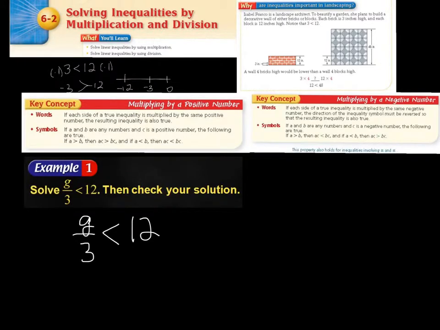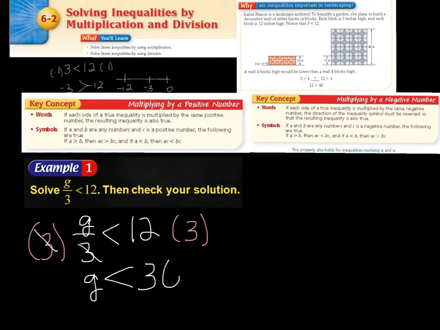To undo the divide by 3, we're going to multiply both sides by 3. And because we multiply by a positive, we don't have to reverse our inequality, so we're just going to have g is less than 36. Now it's always a good idea to check.